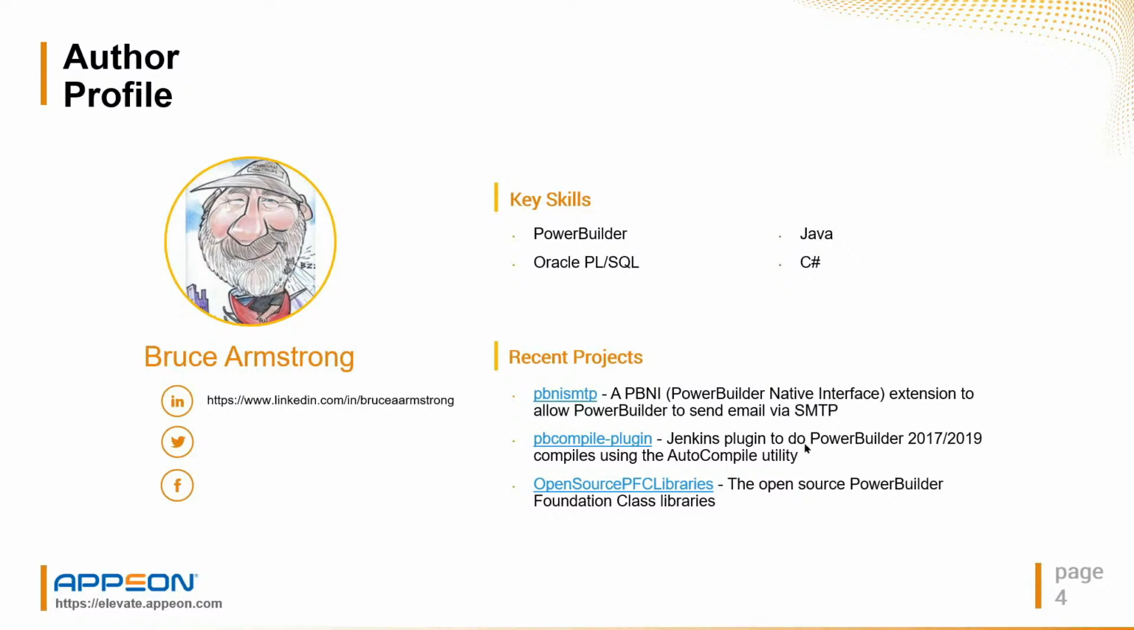And I wrote some plugins for Jenkins. One of those in particular uses the autocompile utility that was introduced in PowerBuilder 2017 and is available in 2019 as well. It allows you to do command line compiles, so what the Jenkins plugin does is allows you to automatically fire off PowerBuilder compiles from Jenkins. That might be of interest to you if you're looking into moving into continuous integration.